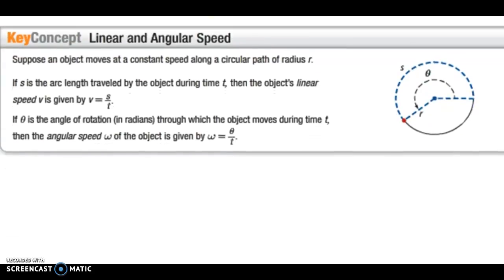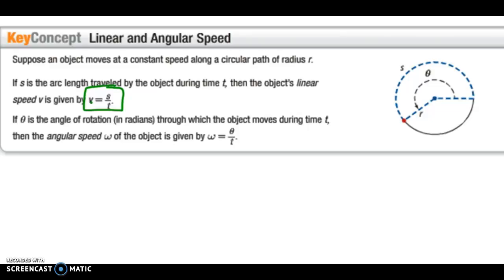So, right here, suppose an object moves at a constant speed along a circular path of radius r. If s is the arc length traveled by the object during time t, then the object's linear speed is given by this formula right here. Notice you'll see that linear speed is denoted as the letter v. v equals s, the arc length, over t, which is time.